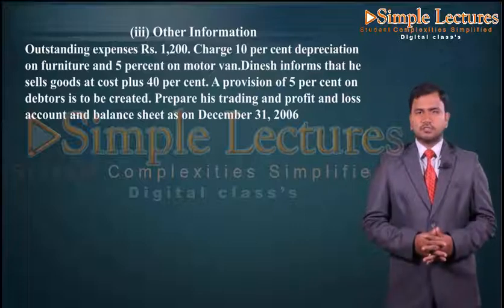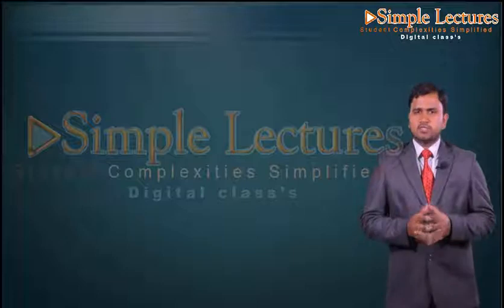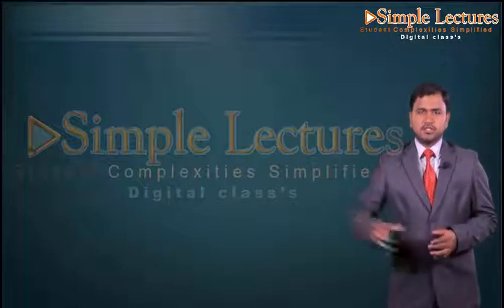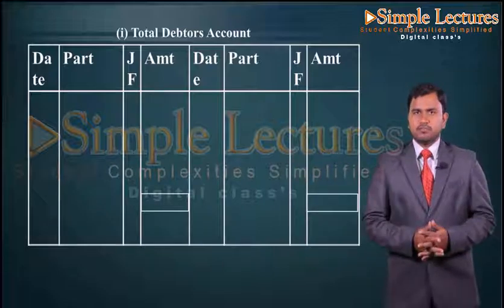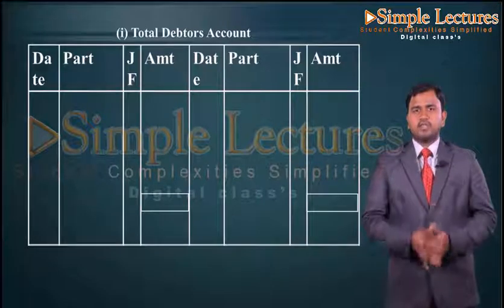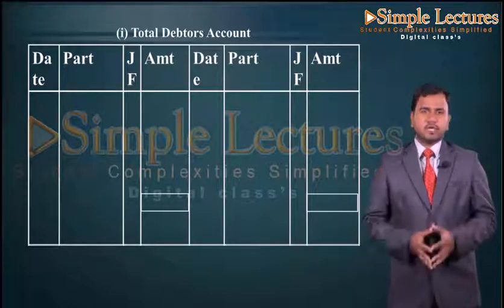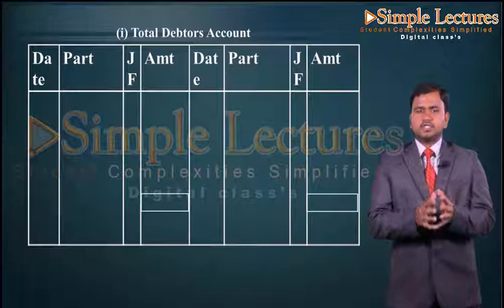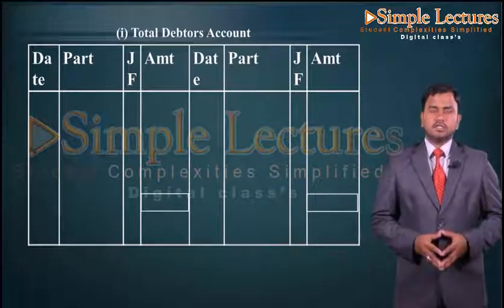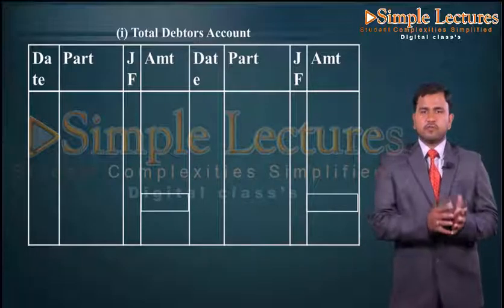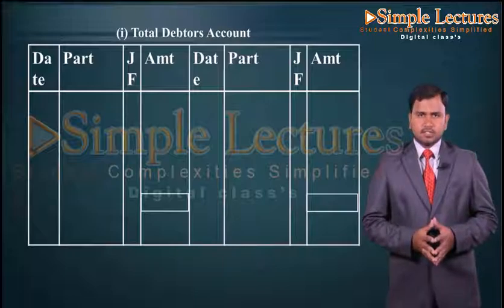December 31st, 2006. So here let us first prepare the total debtors account, so that we can find out the sales. The title will be total debtors account, and the format remains the same as a ledger. Debtors is the amount which we are supposed to receive out of our credit sales. Debtors is an asset, and an asset always shows a debit balance. Coming to the illustration, we have the opening balance as well as the closing balance, so that we can prepare the total debtors account.